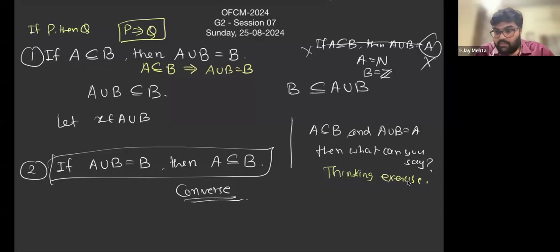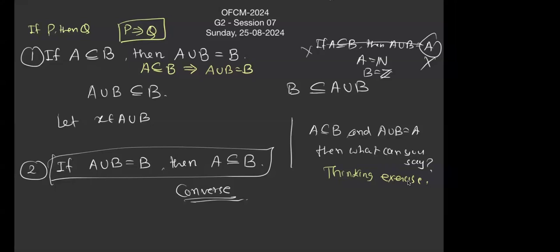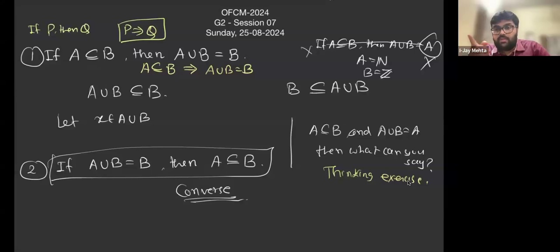Vinith, what is given in statement number 2? A union B equals B. What is to be proved? A is a subset of B. Very good. You understood this much, right? So focus on this. A is a subset of B. So where do we start?